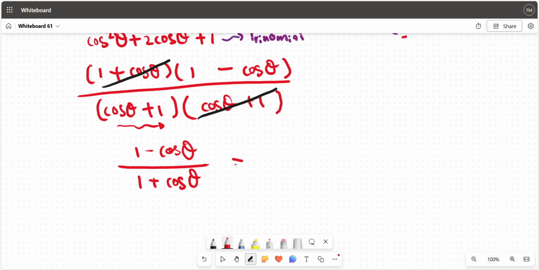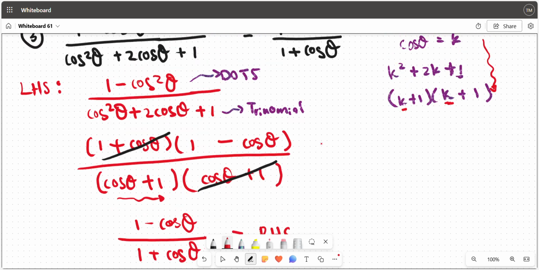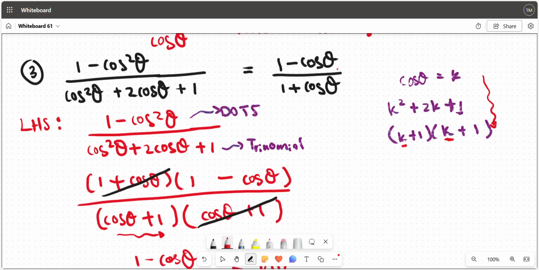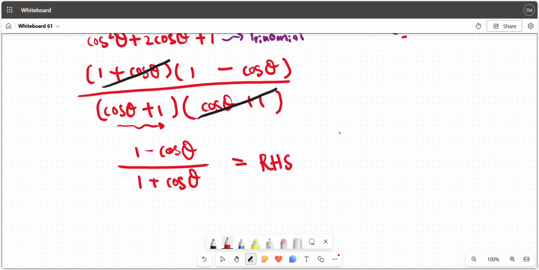And then therefore, this is equal to the right hand side. Let's just scroll back up to confirm. Yes, it is. 1 minus cos theta and 1 plus cos theta. And this is proven.